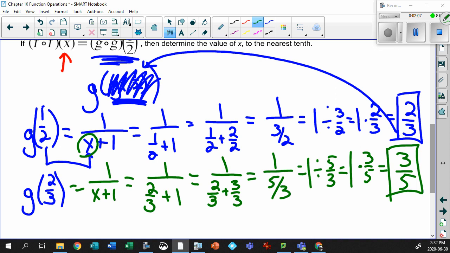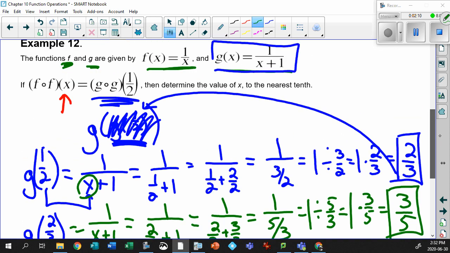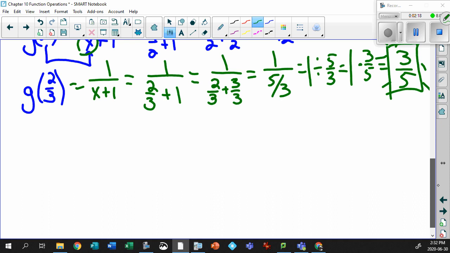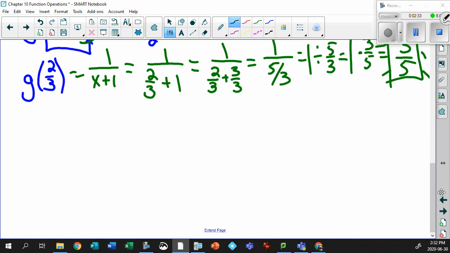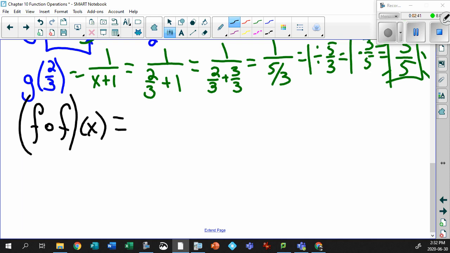So g of 1/2, this guy, equals 3/5 right here. Okay, perfect. So what does that mean though? That 3/5 can be replaced by 3 over 5. That equals this. So f of f of x equals 3/5. Now, wait a second. How am I going to solve this?